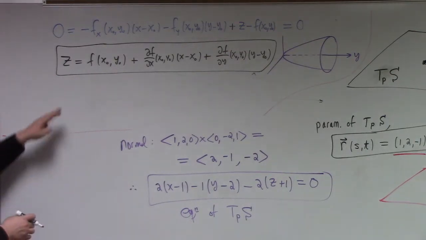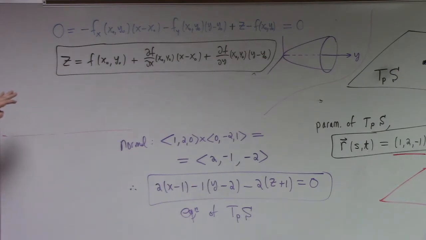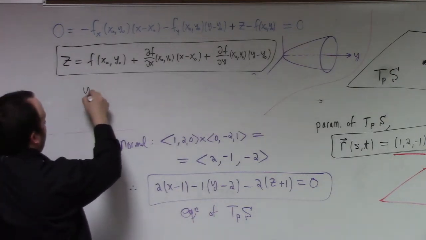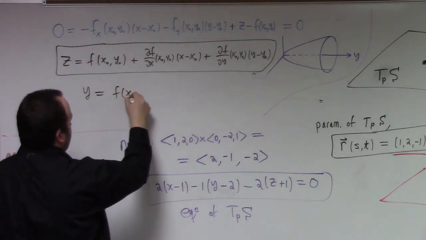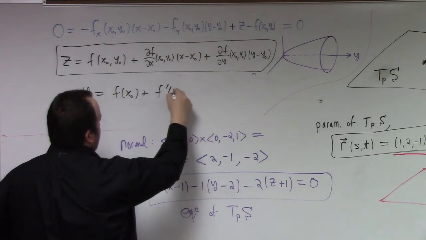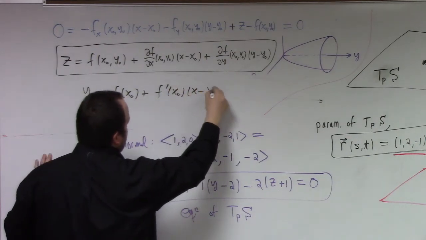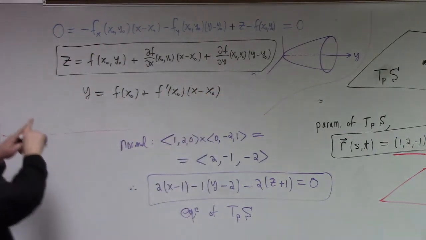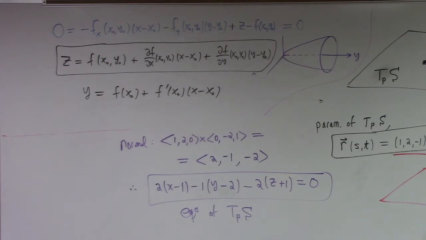So, this is the equation of the tangent plane. Does that look familiar to you? Compare this to the equation for the tangent line in one dimension: y equals f of x naught plus f prime of x naught times x minus x naught. See? It's the natural extension of the tangent line for two variables. That's the tangent plane as a graph.